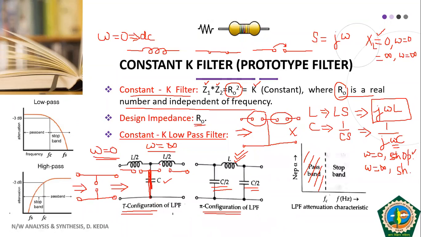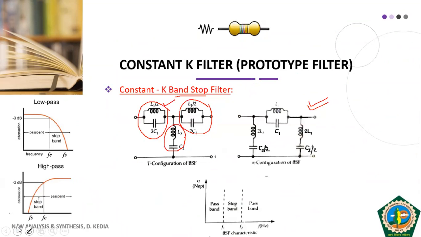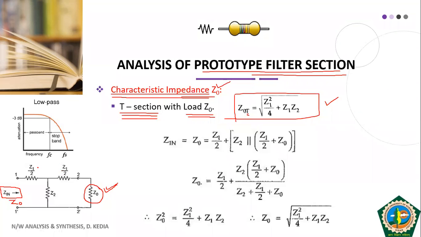See, we had L by 2, L by 2 and C here in the T section. So that's why here we have shown Z1 by 2, Z1 by 2, and this is Z2. So our series arms are represented by Z1 by 2, Z1 by 2, and our shunt arm is represented as Z2. Okay, in fact, this is our generalized expression.